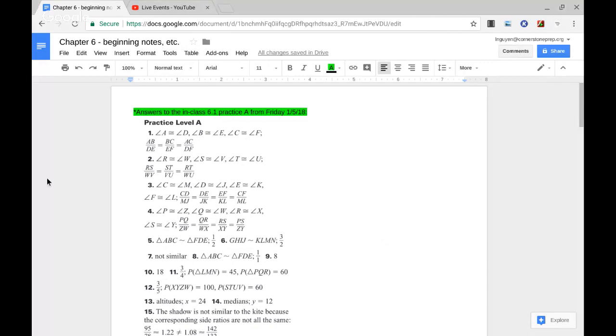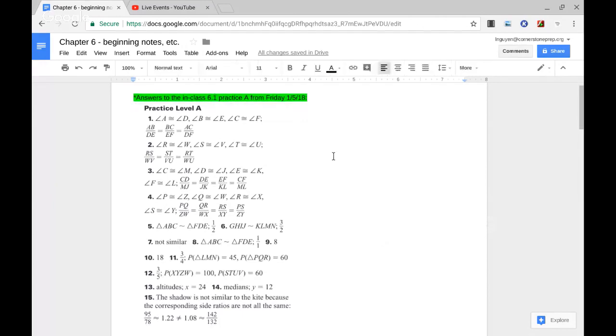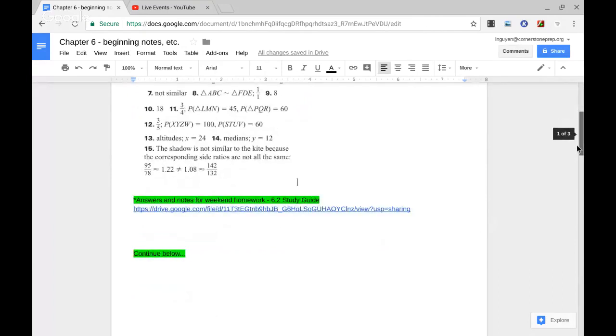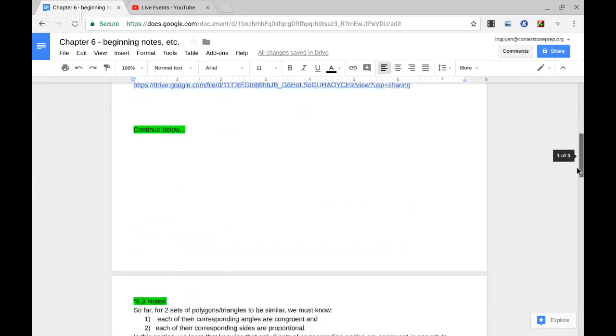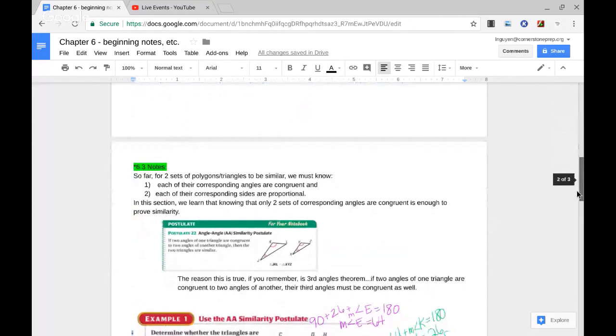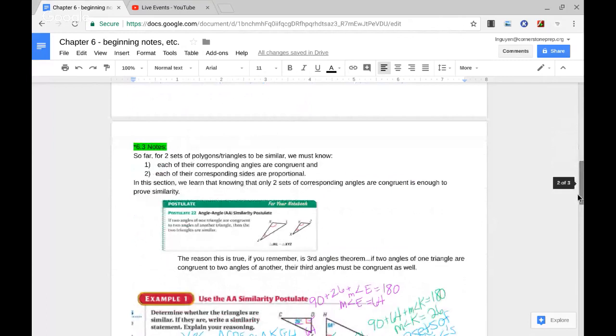So here I'm going to go through a couple of notes for you for 6.3. First of all, I'm going to share this document with you, but the first thing, it's got the answers to what you did in class on Friday. It has the answers and a link here for the study guide that was weekend homework. And then here's the meat of the lesson, 6.3. You can follow along in your book if you want to. It is, yikes, page 375.